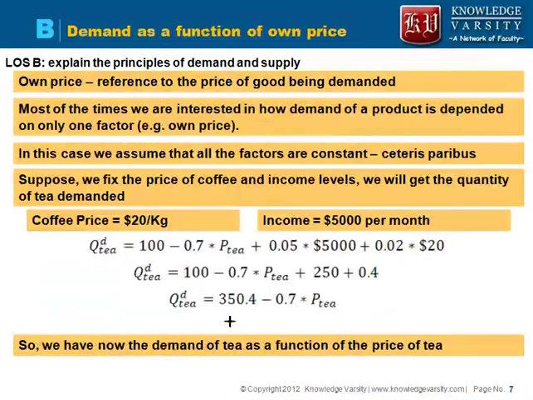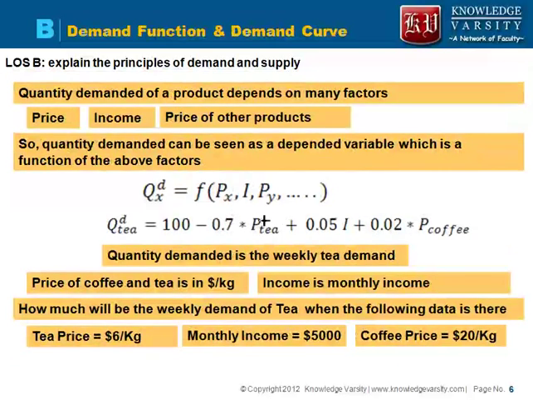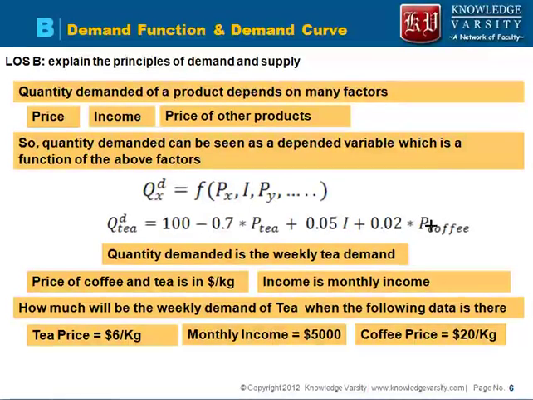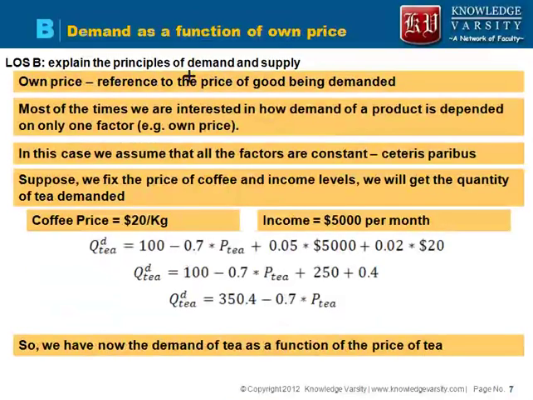Now what we are saying is we have a concept of own price. Please note that here we have two prices. One is the price of tea and the other is the price of coffee. This price of tea is known as the own price, and this is the price of the complement or substitute products, right? So own price refers to the price of the good that is being demanded.